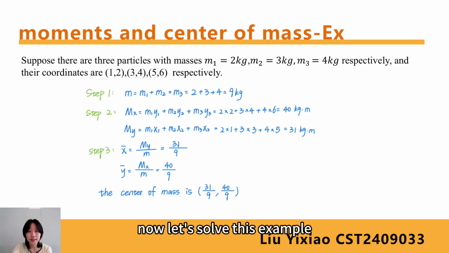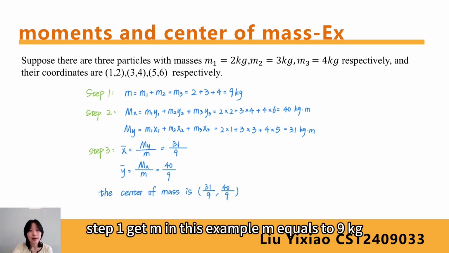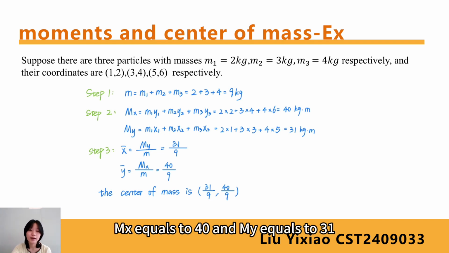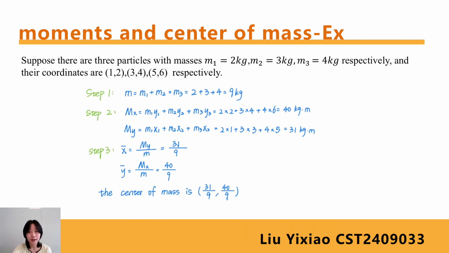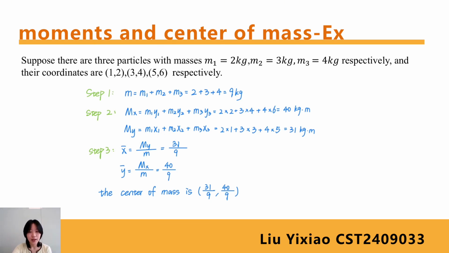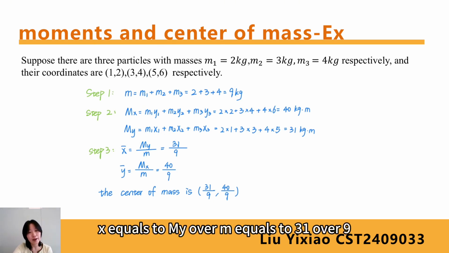Now, let's solve this example. Step 1. Get m. In this example, m equals 9 kg. Step 2. Calculate Mx and My. In this example, Mx equals 40 and My equals 31. Step 3. Use the formula to calculate x bar and y bar. X bar equals My over m equals 31 over 9. Y bar equals Mx over m equals 40 over 9.